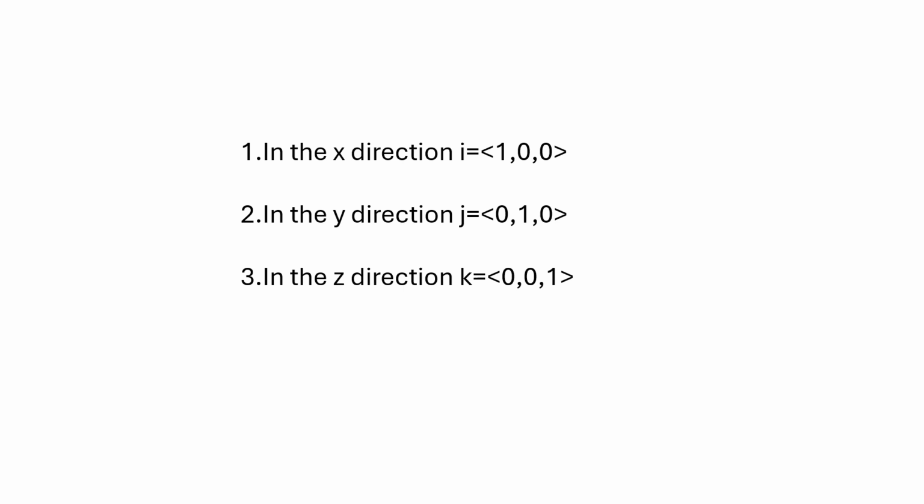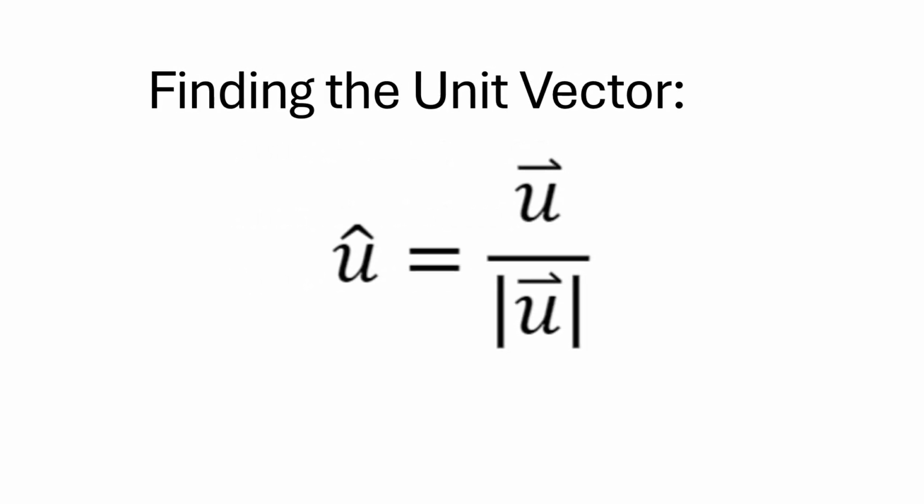To end the video, I would like to explain how to find the unit vector. To find the unit vector, which is commonly notated as a letter with a triangular pointy hat on top, you need to divide each component of the vector by the vector's magnitude.